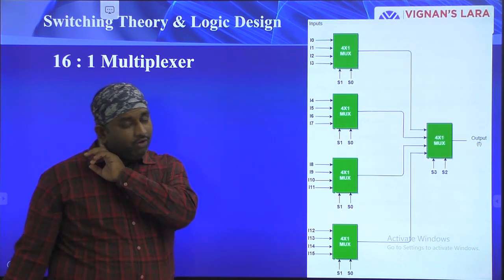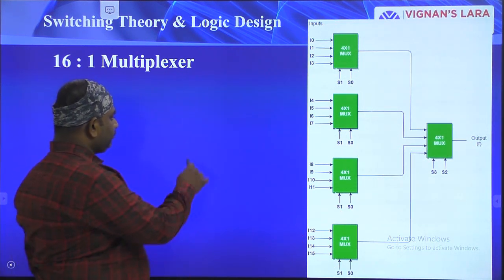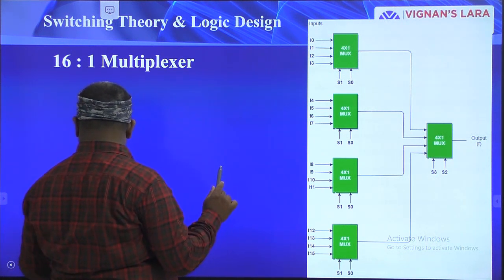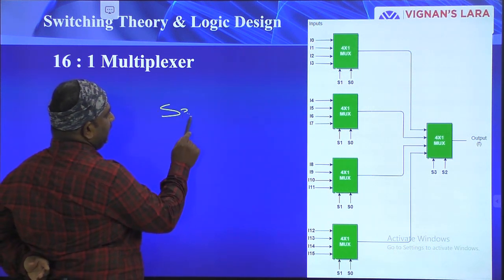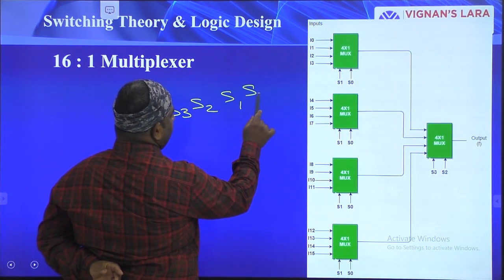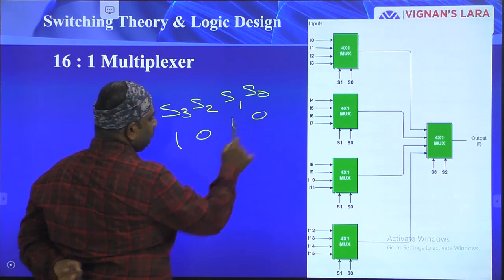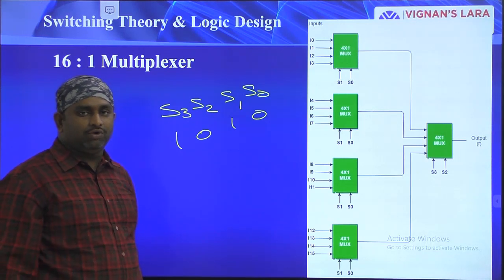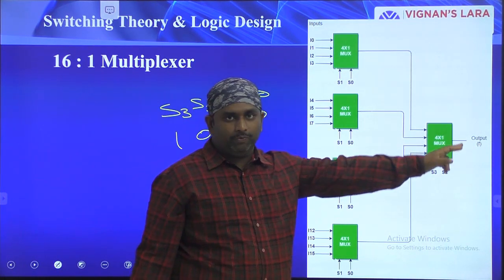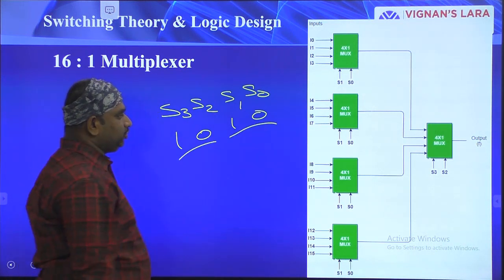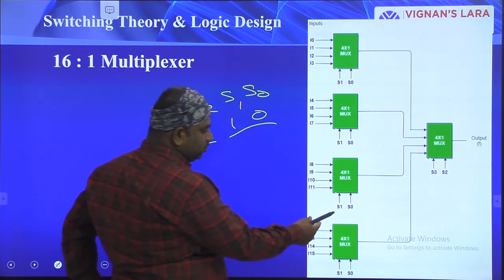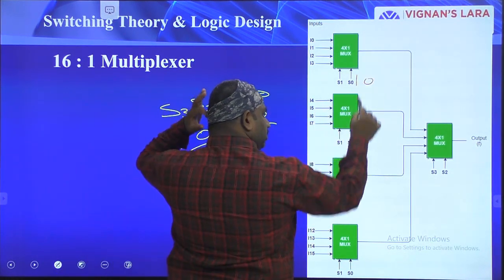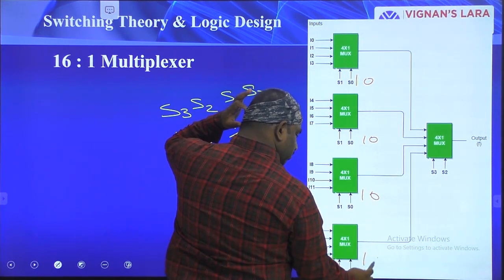Take one more example. For example, S3, S2, S1, S0 values are 1, 0, 1, 0. The equivalent value for this is 10. Now we have to select I10, so the I10 value goes to the output. That also we will see. So S1, S0 value is 10 here, this is 10, this is 10, this is 10, this is 10.